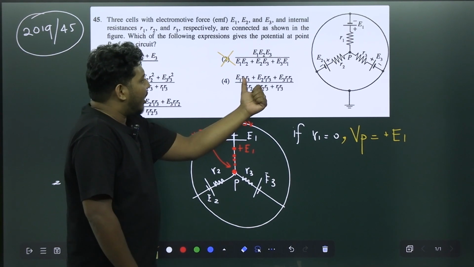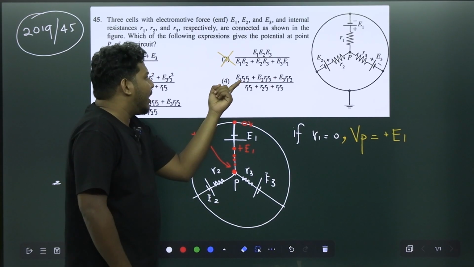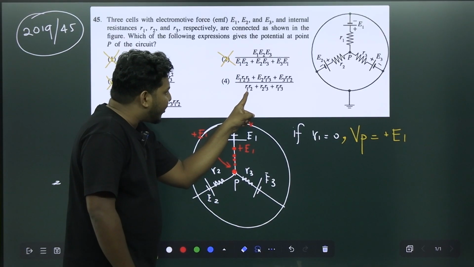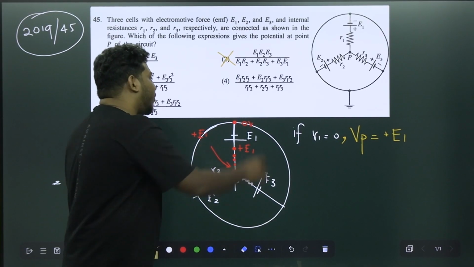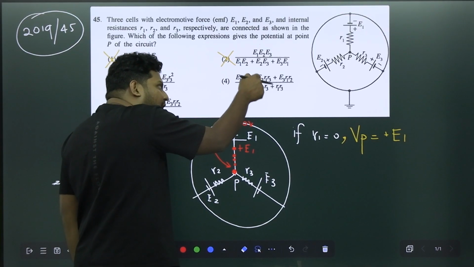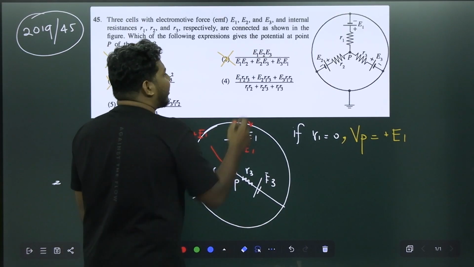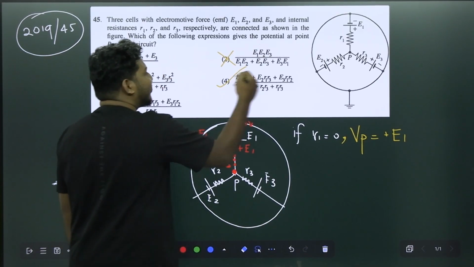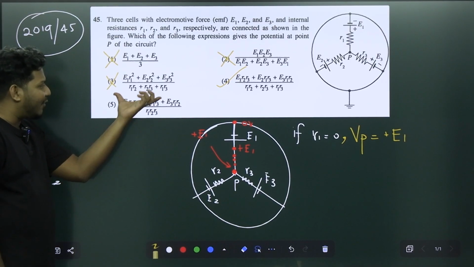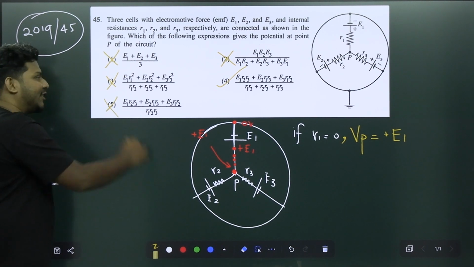In this question, if R1 is equal to 0, this term will be 0 and this term will be 0. This is like E1 R2 R3 over R2 R3. So R2 R3 and R2 R3 will cancel, and the answer is E1. So this is correct. Let's come to this one. If R1 is equal to 0, something over 0 is equal to infinity, no? So this is not possible.